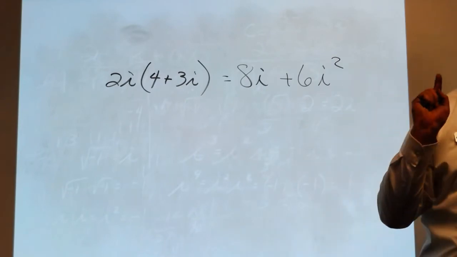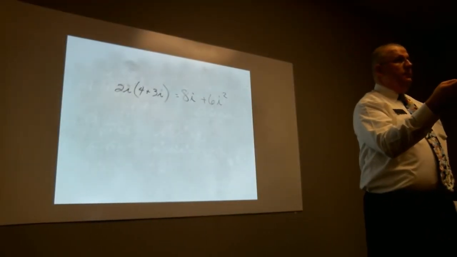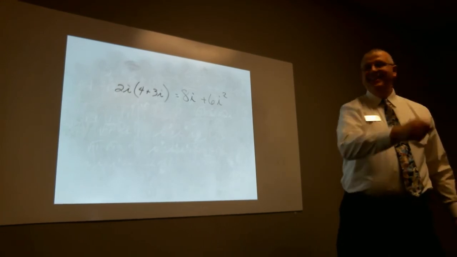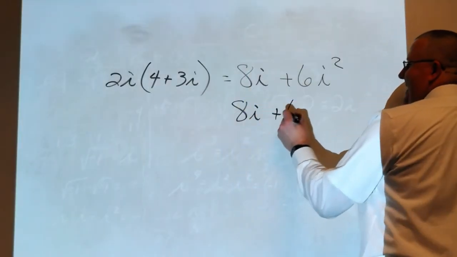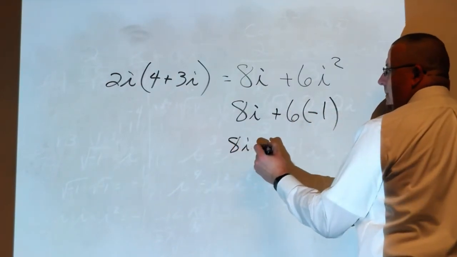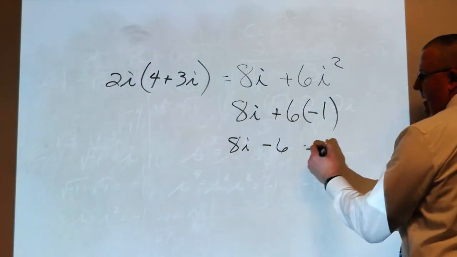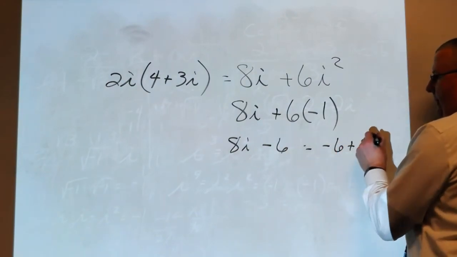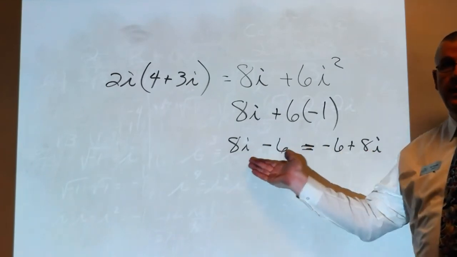But you have to know what an i squared is. What is an i squared equal to? Negative 1? Yes. See, you got more than you thought. 8i plus 6 times a negative 1, which would be 8i minus 6. You can rewrite it as a negative 6 plus 8i. Don't know why you would, but sometimes the answer may be given in this form rather than that.